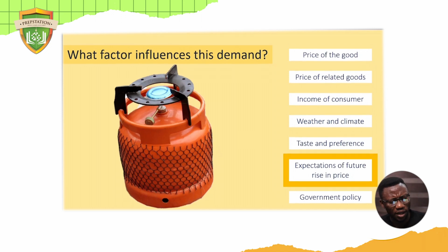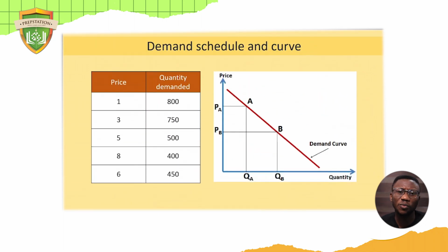Okay, good. And that's not all. We also have government policy as well. Government policy sometimes influences the kind of product we buy, or even when we buy it, or how much of it we buy. Now that we understand this, let's look at the graphs we have in demand. We have the demand schedule and we have the demand curve. Now, a demand schedule is a table. Of course, you can see it's a table that shows the relationship between price and quantity demanded.